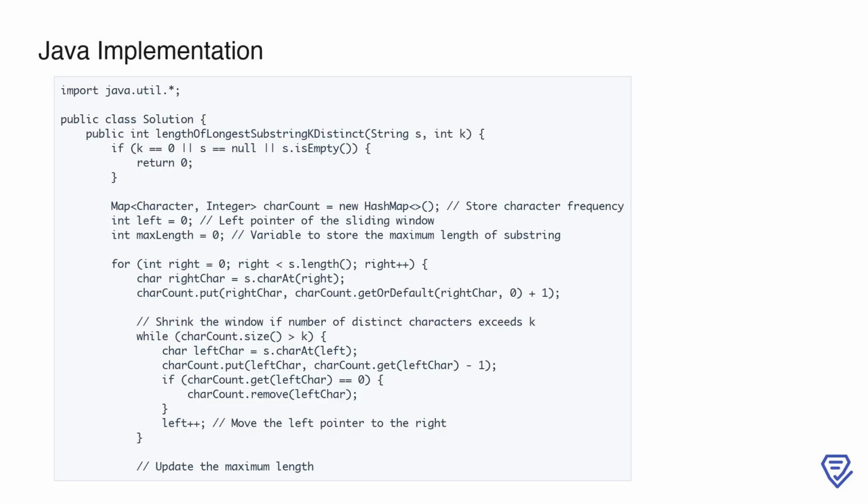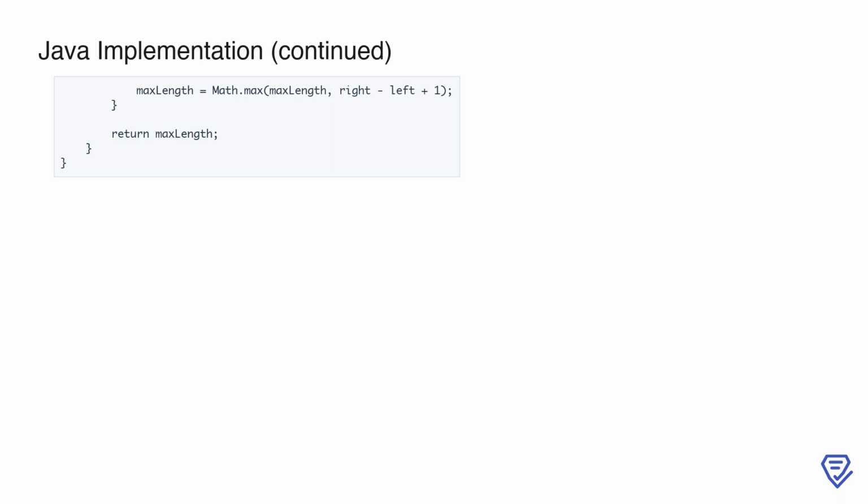The for loop then iterates through each character in the string using the right pointer. For every character, we add it to the charCount map, updating its frequency with charCount.getOrDefault. If adding this character causes the number of distinct characters in the map to exceed k, we enter a while loop to shrink the window. Inside this loop, the character at the left pointer has its frequency decremented. If its frequency becomes 0, we remove it from the map, and we move the left pointer one step to the right. Once the number of distinct characters in the map is within the limit of k, we calculate the length of the current window using right - left + 1 and update max_length if this window is the largest we've encountered so far.